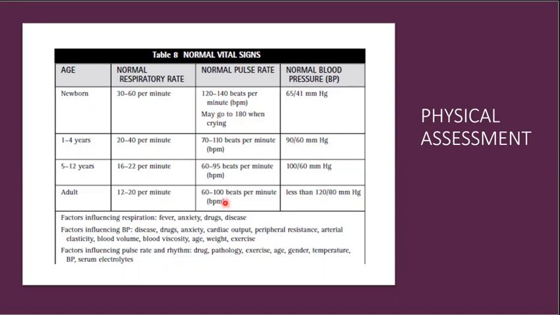For an adult, it should be between 60 to 100. Remember, if it's less than 60, we say that patient is bradycardic. If it's more than 100, we say that patient is tachycardic. And the normal blood pressure should be less than 120 over 80. In the newborn, it should be between 65 over 41 millimeters of mercury.